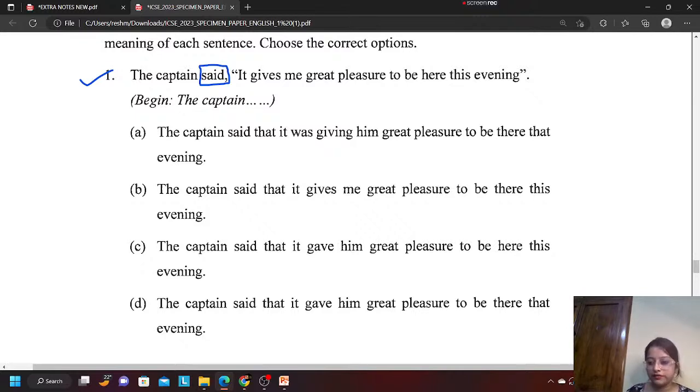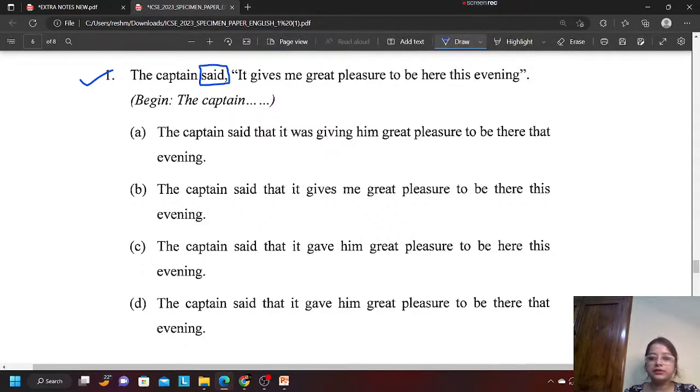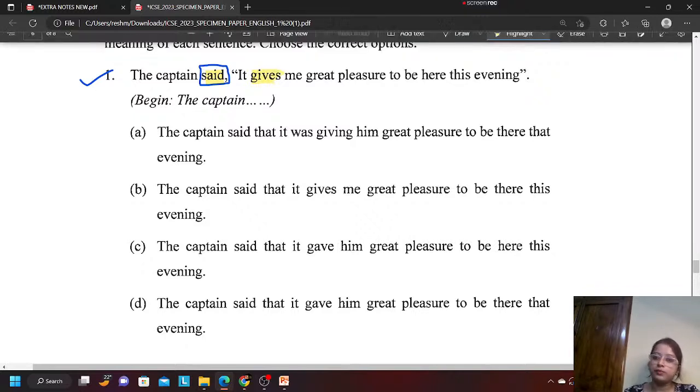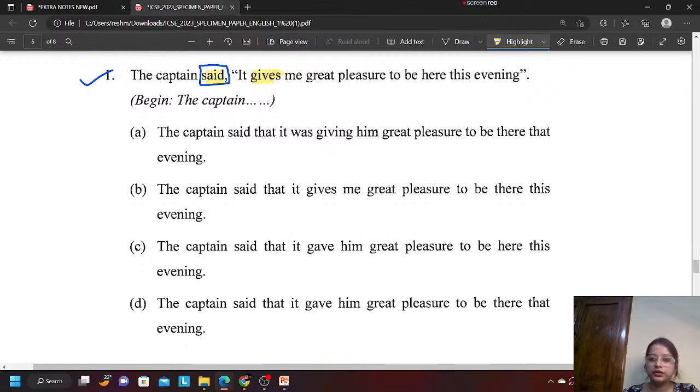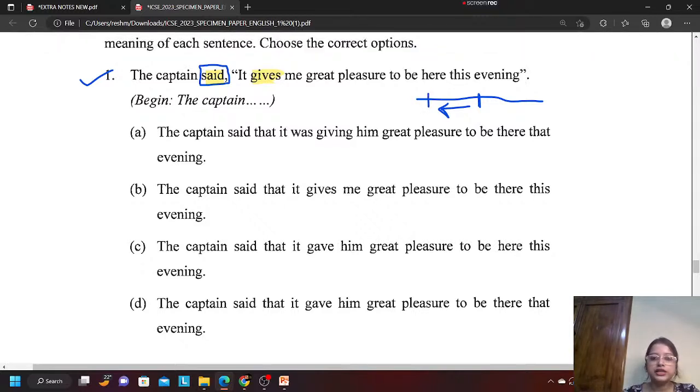Okay, so Yusuf is saying option number A. The captain said that it was giving him great pleasure. Now, Yusuf, you tell me, here it is said, that means it is the past tense. So with past tense, the verbs inside the quotes we change to the next past form. If this is your timeline, if this one is present moment, we will move one step backward. So one step backward gives simple past. Okay, so gives will change to was giving.